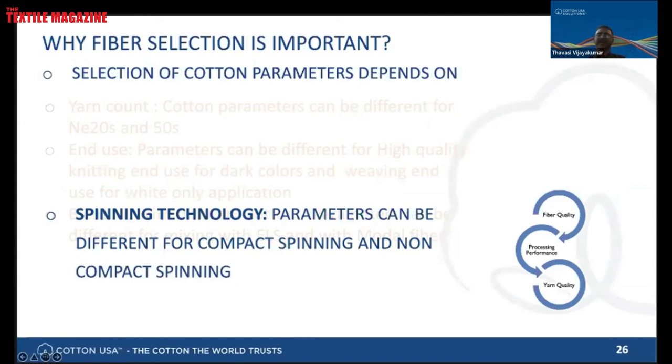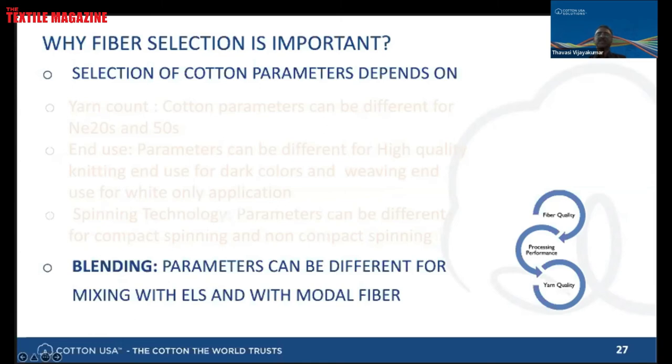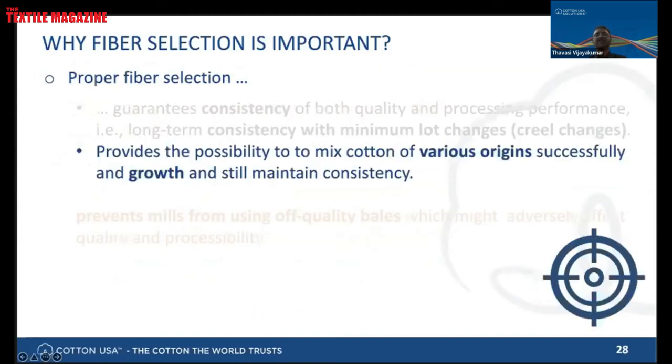Some of the mills are wise enough to spend money on compact technology to make sure that they get the advantage of cotton. Then blending. Cotton parameter selection should be different for blending with ELS cotton. When you want to mix an upland cotton with ELS, the parameters of both the ELS as well as the upland can be selected to produce an excellent quality, very similar to even 100% ELS cotton. Fiber selection helps to objectively mix cotton of different origins and growth to produce high quality yarns with minimum cost. Sometimes people tend to mix different origins to minimize the mixing cost. But again, we should know the parameters, and even go to the extent of whether it is manual pick, machine pick, saw gin, roller gin, and what are the other cotton parameters. Then you make a better mixing if you know all the details.